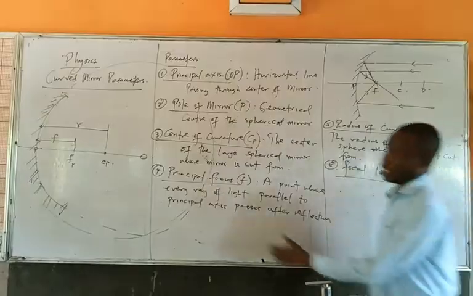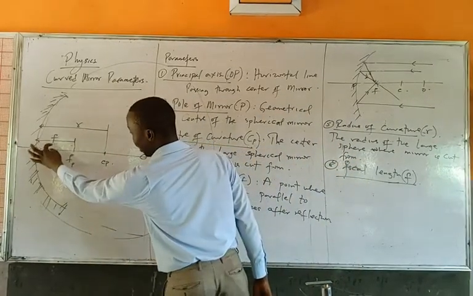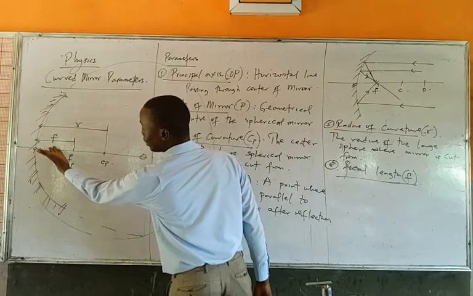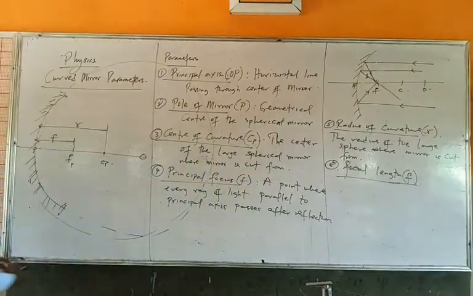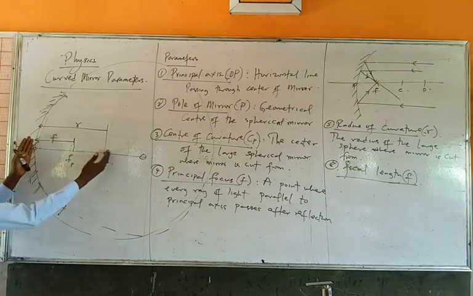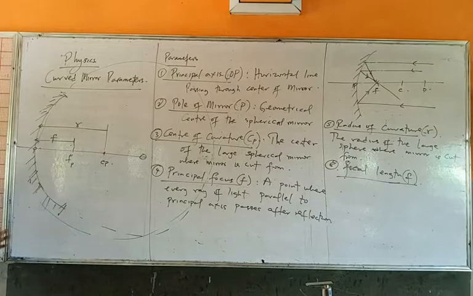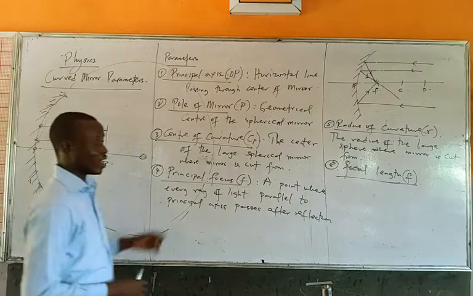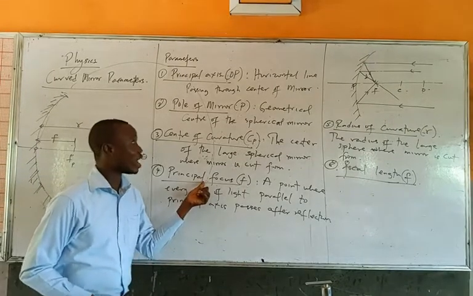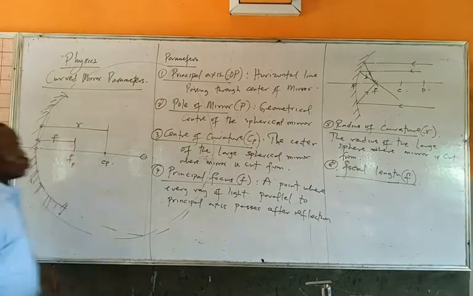Of course, the length of the principal focus, the distance of the principal focus from the pole of the mirror, F, is what we call the focal length. And of course, even without being asked, you can see that the focal length is half of the radius of curvature. When you divide the radius of curvature by 2, you get the focal length. So if I'm going to define the focal length now, I'll define the focal length as the distance between the principal focus and the pole of the mirror.